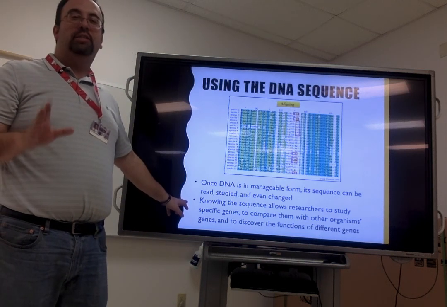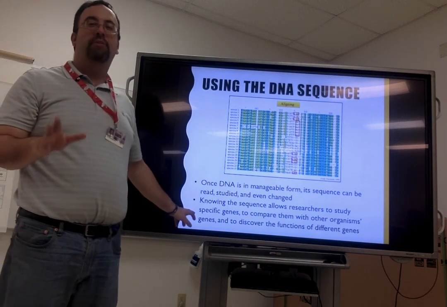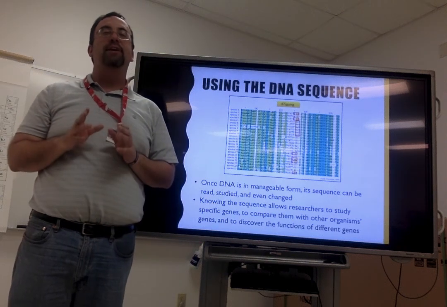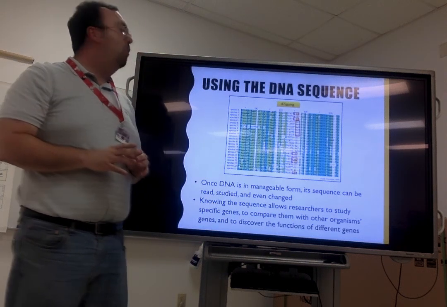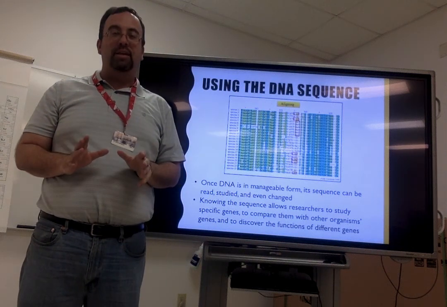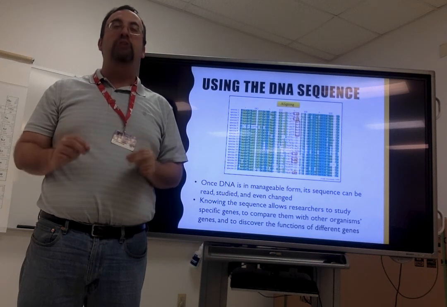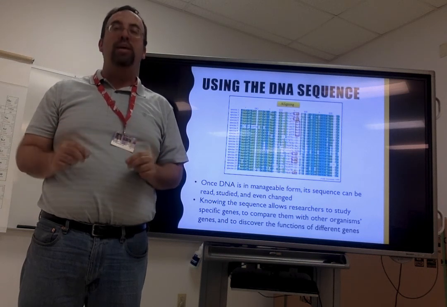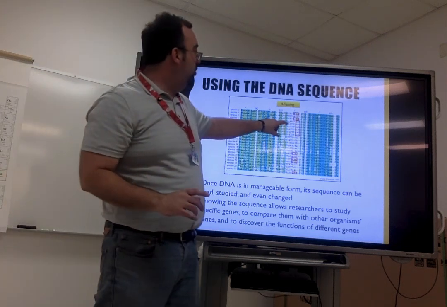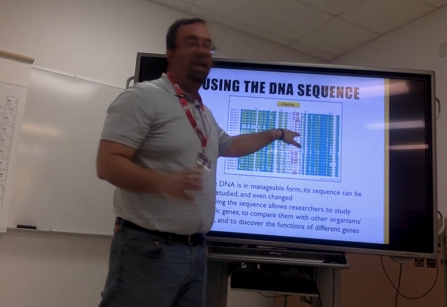If we know the sequence of the specific DNA, we can compare them with other organisms' genes and discover the functions of different genes. And so we call this process aligning. Typically, genes that are essential for life, you're going to find that they do not change between different organisms. For example, if you look here, you're going to see a codon that is AAG.